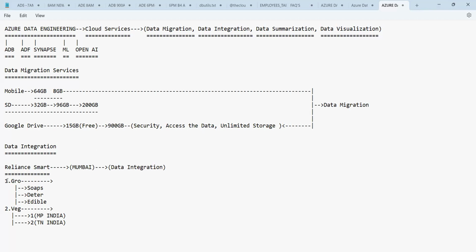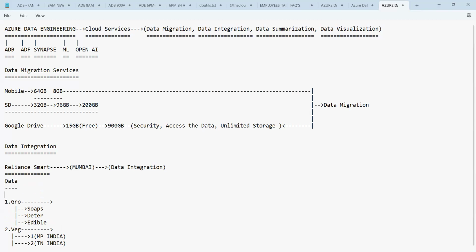Instead of goods, here you can say data is there. So one data you can say is in USA, one in Australia, and one in Canada.